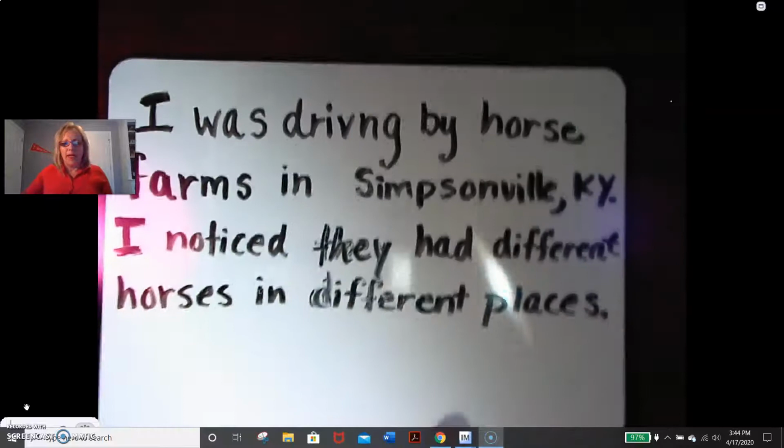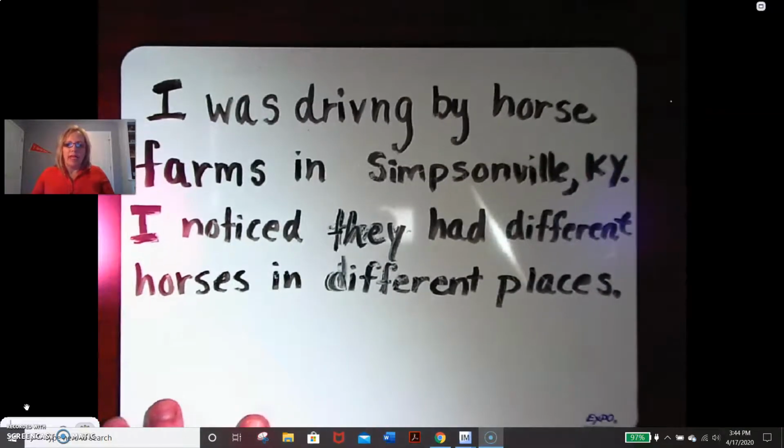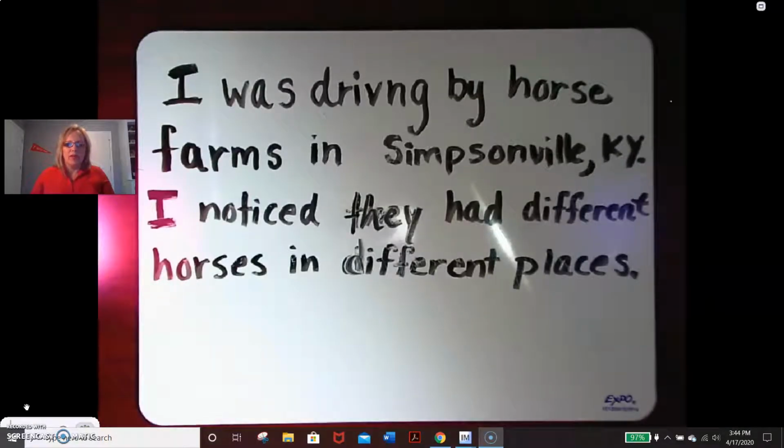And I thought, let's pick a word problem that has to do with Kentucky and what we see around us. So I was driving by horse farms in Simpsonville, Kentucky, and I noticed they had different horses in different places. So they had three sets of different horses. I'm going to show you the sets that I'm thinking of for this problem that we're going to solve together.